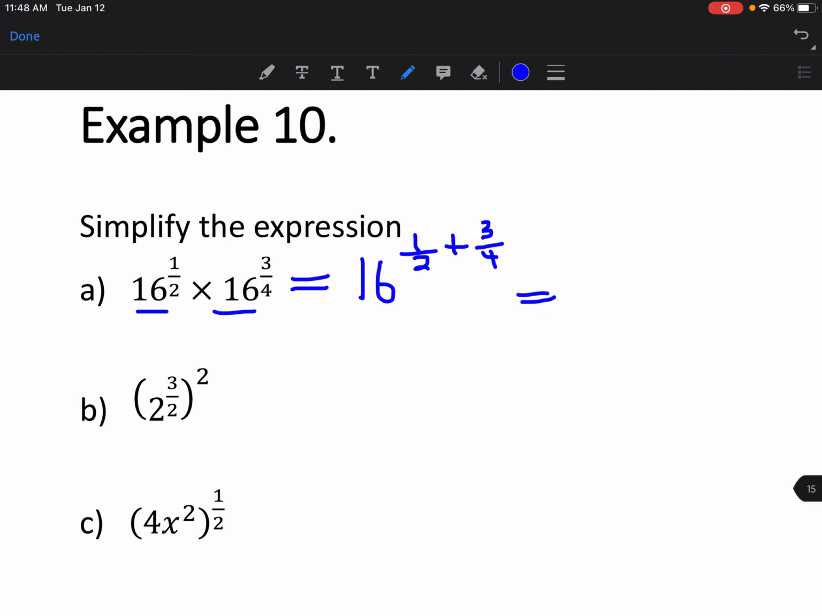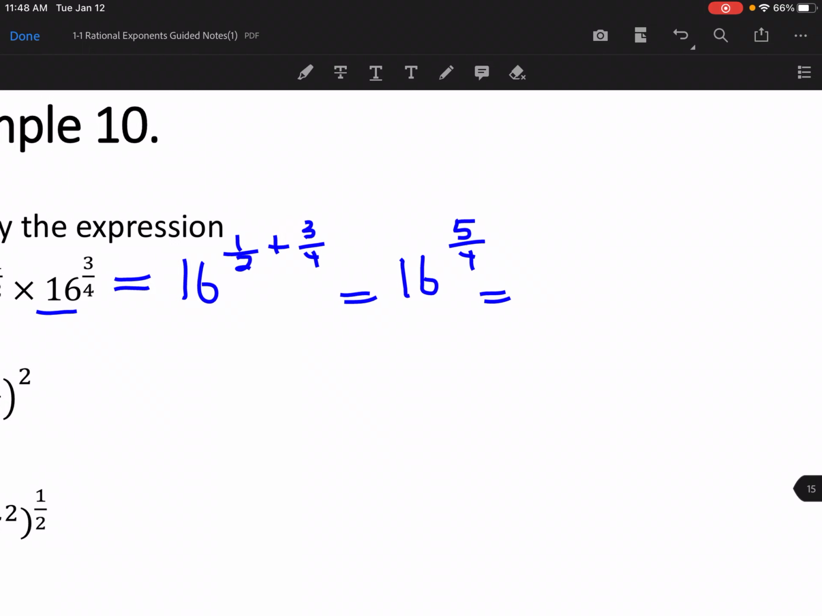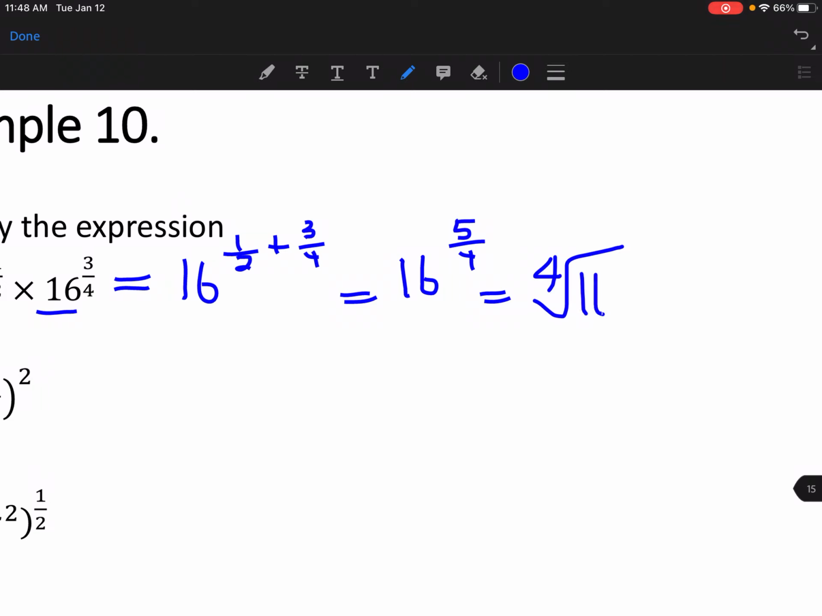So that is equal to 16 to the, what is 1/2 plus 3/4? 1/2 plus 3/4 is 5/4. So this is 16 to the 5/4. Then we can rewrite it in radical form. My index, again, is 4, so this is the 4th root of 16 to the 5th power.